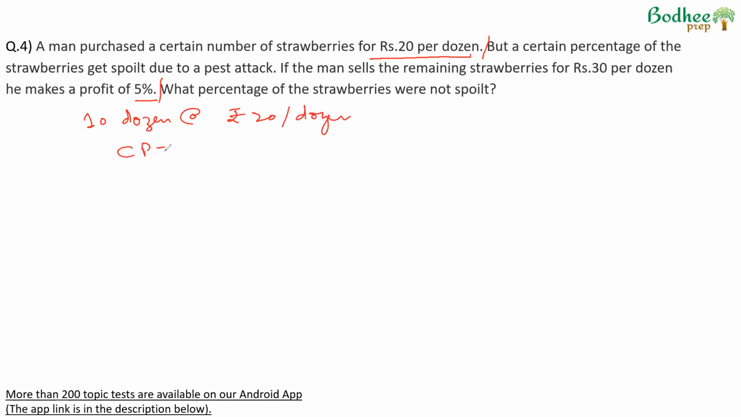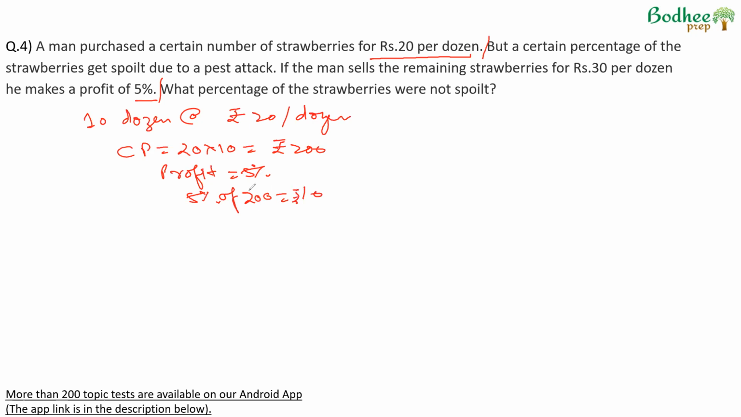This means his cost price will be 20 into 10, which is rupees 200. On this 200, profit required is 5%. 5% of 200 is nothing but 1 by 20, 10 rupees.